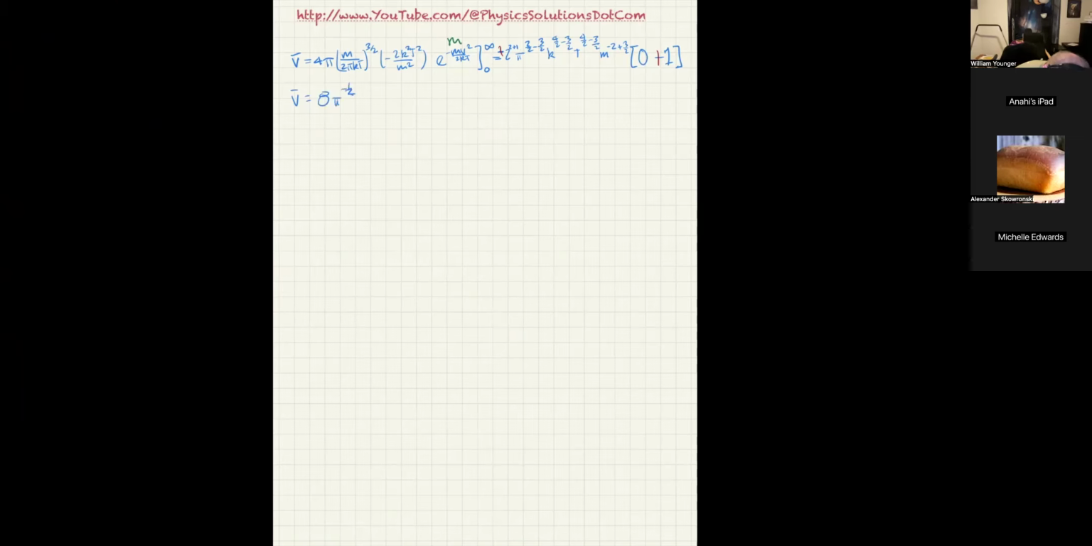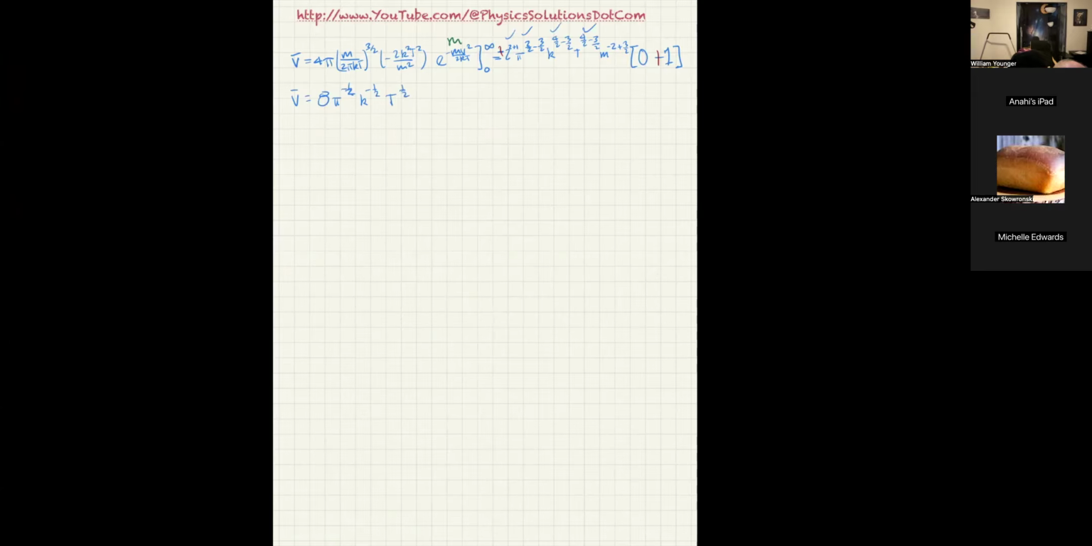Like that. So that takes care of this one and this one. And now I have k to the 4 halves minus 3 halves. That's k to the negative 1 half. That takes care of that one. And I have t to the 4 halves minus 3 halves. So that's t to the 1 half. That took care of that.